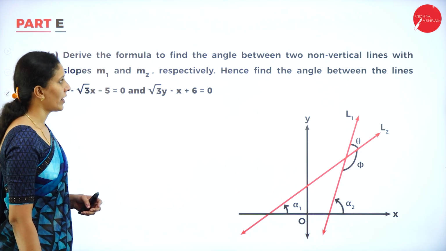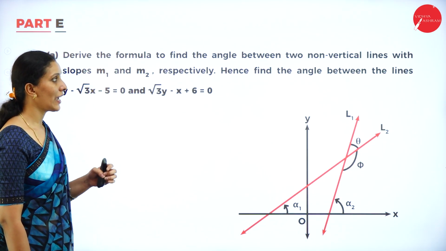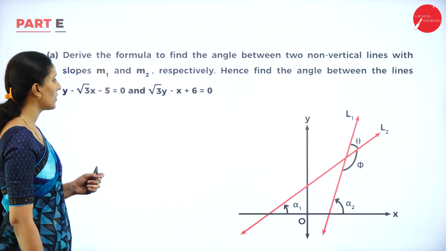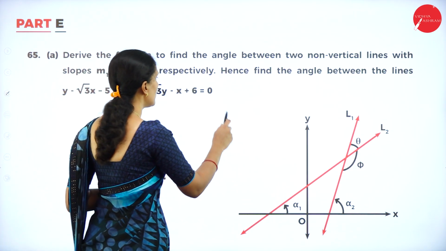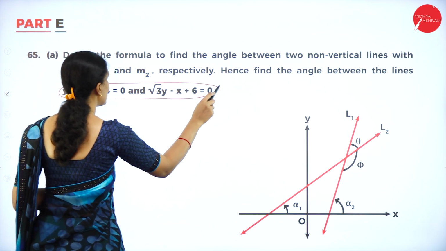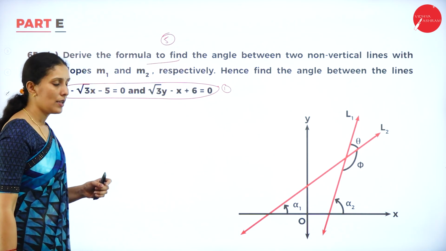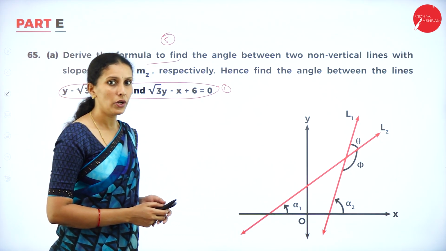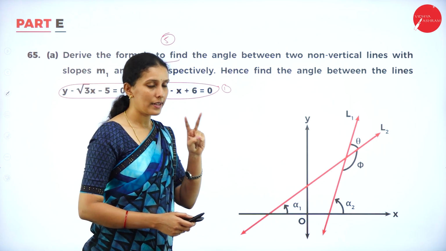Derive the formula to find the angle between two non-vertical lines with slopes m1 and m2 respectively. Hence find the angle between the lines y minus root 3 x minus 5 is equal to 0 and root 3 y minus x plus 6 is equal to 0. So this is one sub-question added. Hence 5 marks for this theorem and 1 mark for this sub-question. So this is the diagram we use to calculate the angle between two lines here. Again, writing the proper diagram and description carries 2 marks.